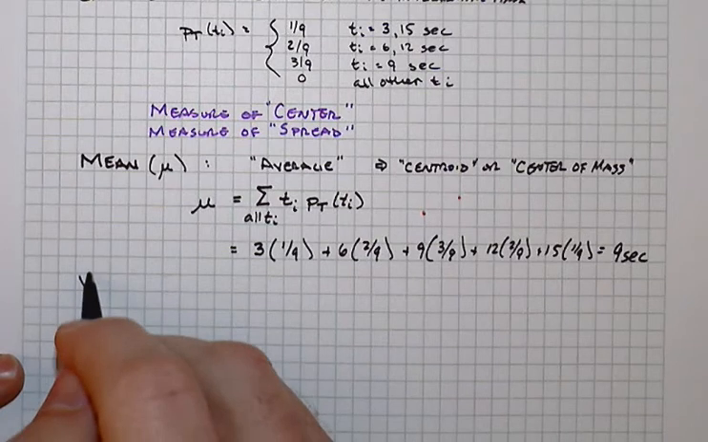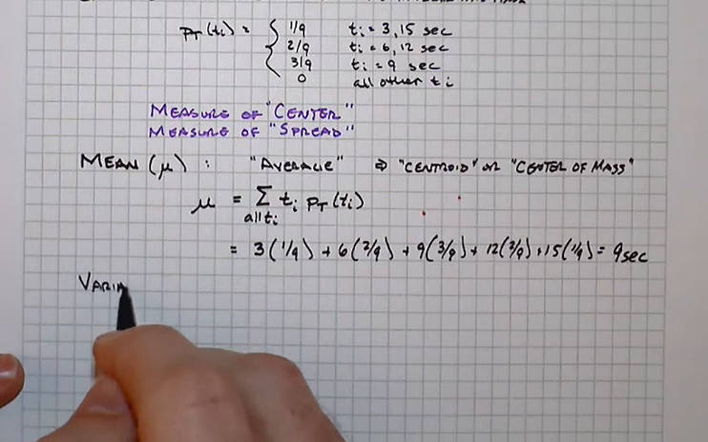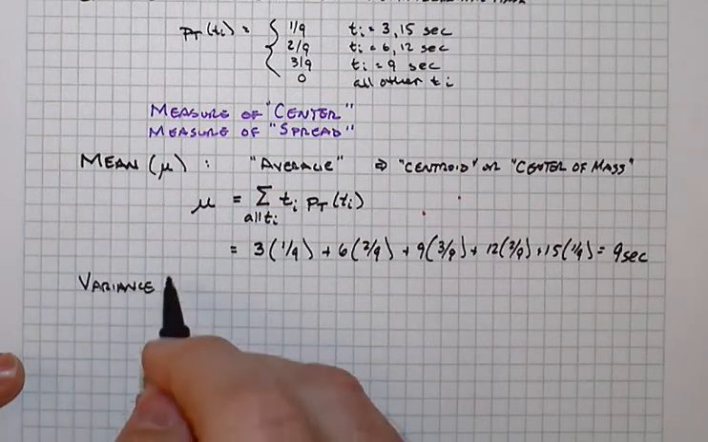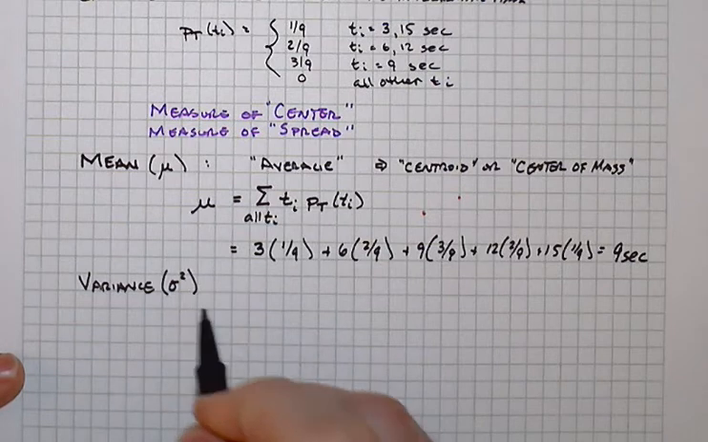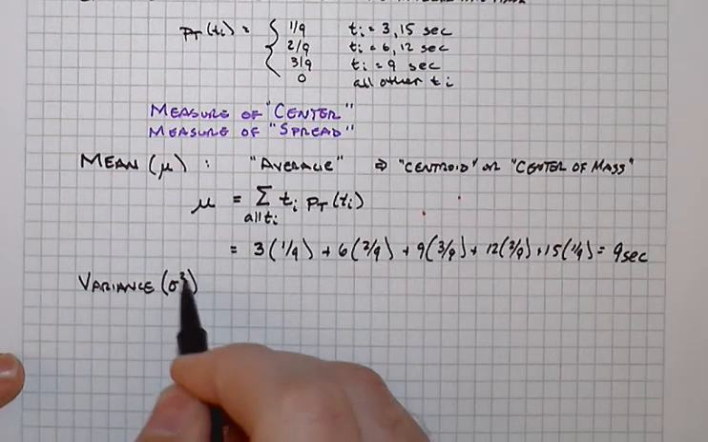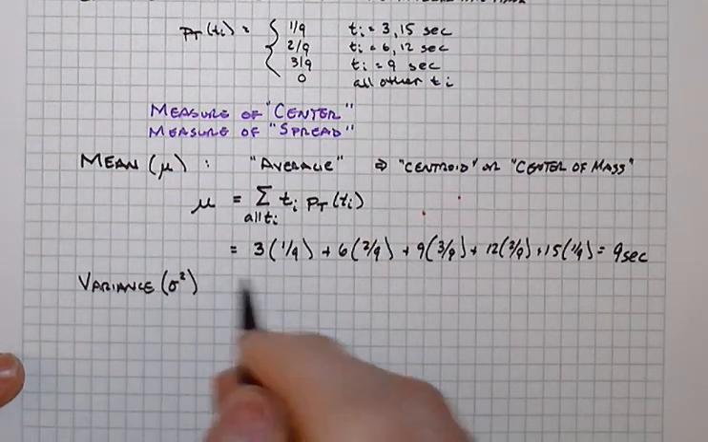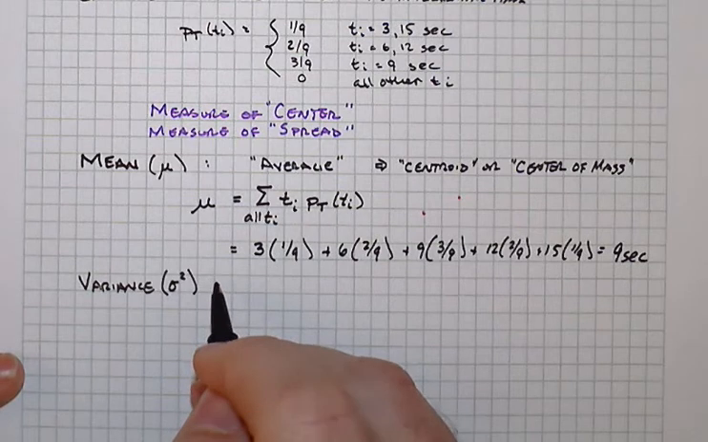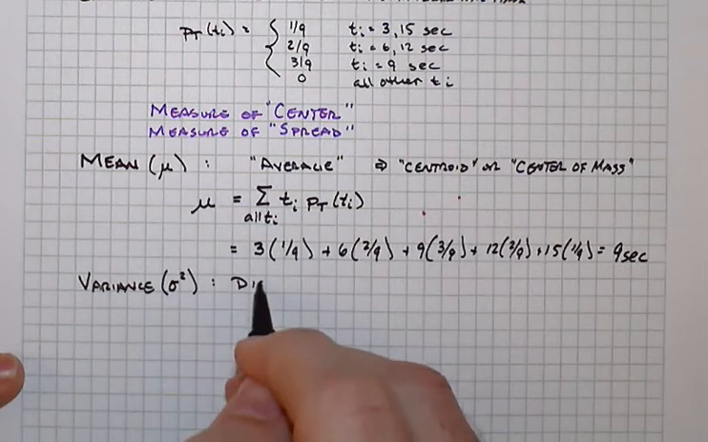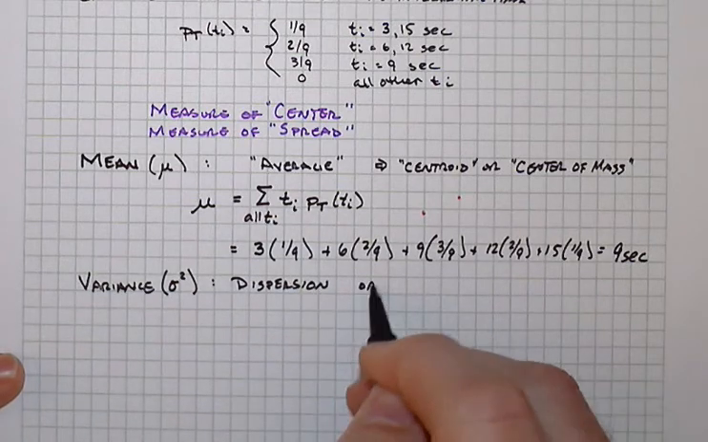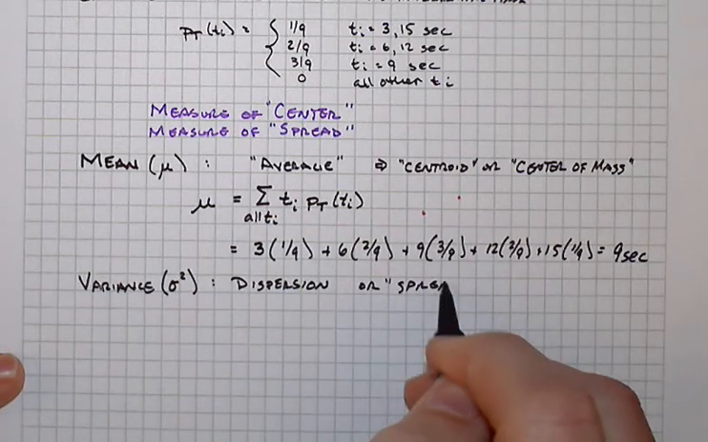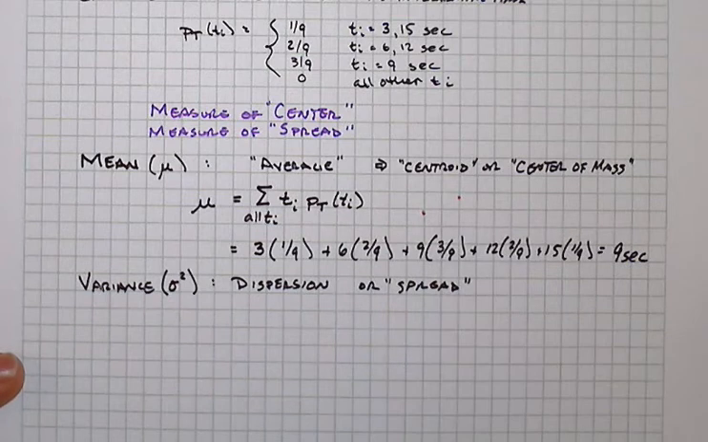A measure of spread is the variance. And for reasons that will become more apparent in a second, that's going to be given a symbol that has a square in it, sigma squared. And that's going to be our measure of dispersion or spread, or at least one form of it.